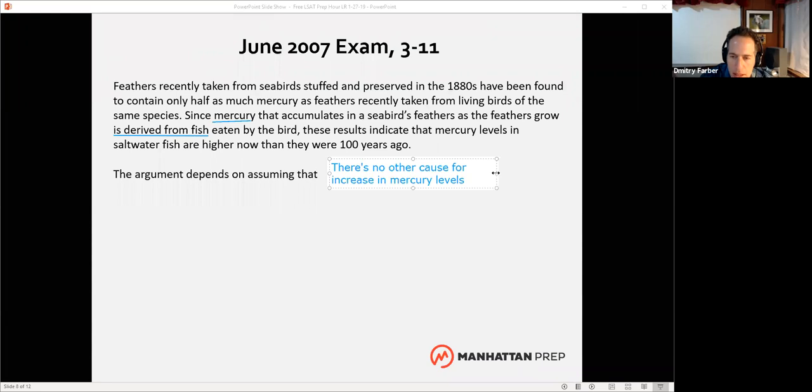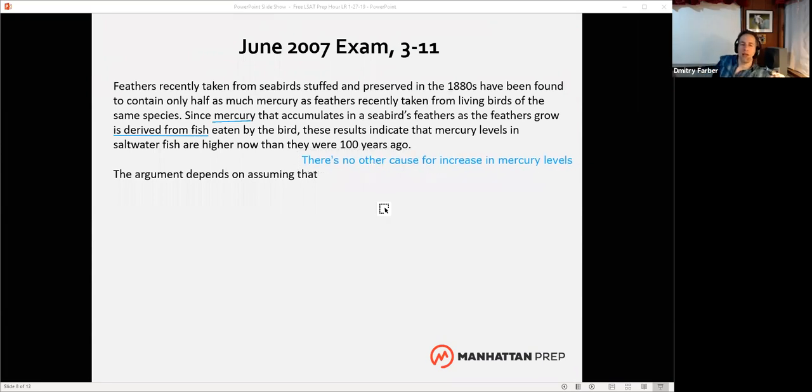Sure. What I'm saying is, let's say we accept what they say, that the mercury comes just from the fish that they eat. If that's true, then do we have to accept that if mercury has gone up, the fish must have more mercury? In other words, is there a way for all the mercury to come from the fish without the fish being higher in mercury? Possible. So we'd have to see something that explains it.